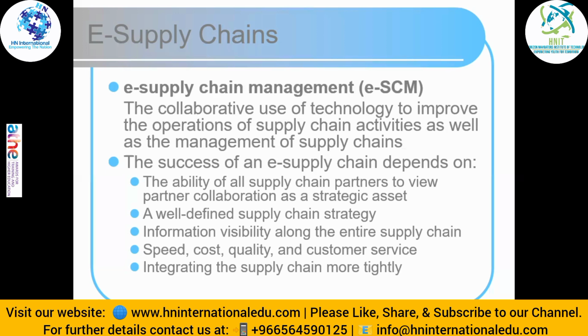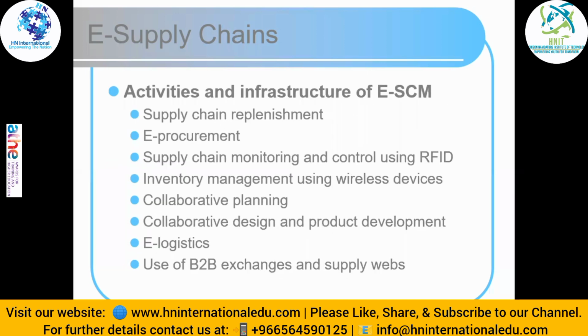It means that we have more advantages of e-supply chain management as compared to the simple supply chain, right? Now, what are the activities and infrastructure of supply chain management? Supply chain replenishment, as you said, where we can check the quality assurance. And then e-procurement, where we can easily procure things by electronic means. And then supply chain monitoring and control using RFID.